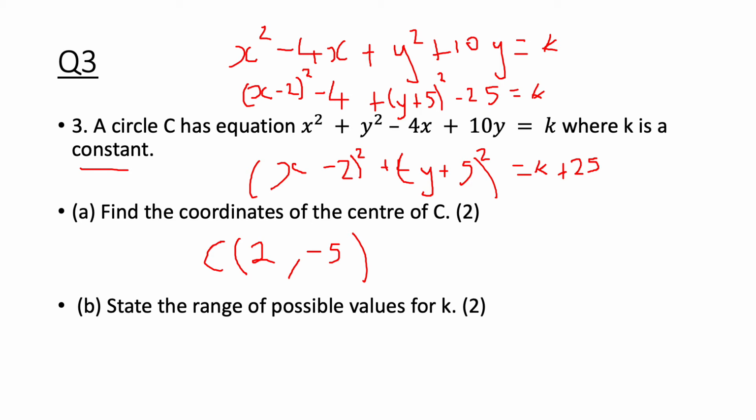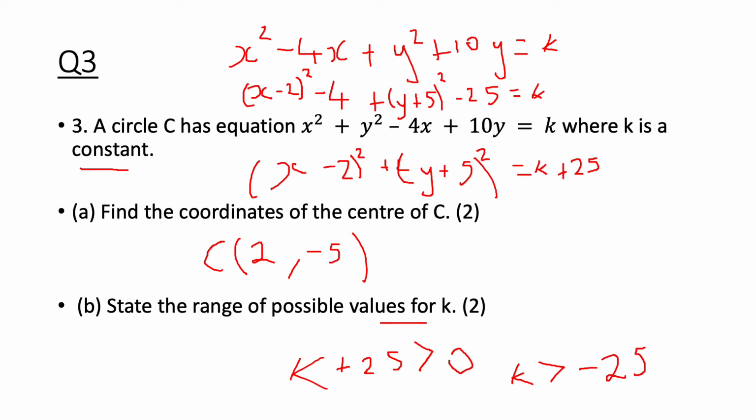Now, part B says, find the range of possible values for k. Now, this is true when k plus 25 is bigger than 0. And the reason it has to be bigger than 0 is because the equation of the circle has to equal r squared. So when I take the square root of r squared, that means it has to be a positive real root. So it can't be equal to a negative number on the right hand side here. So this is only true if and only if k is strictly greater than -25.